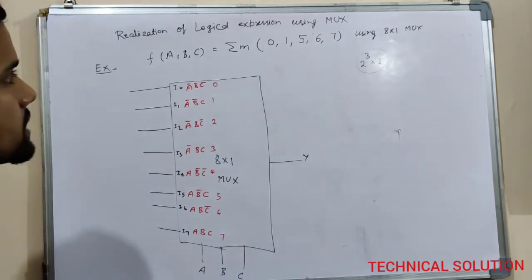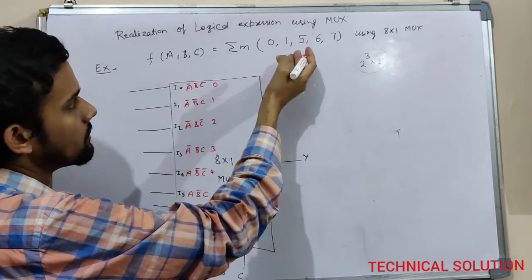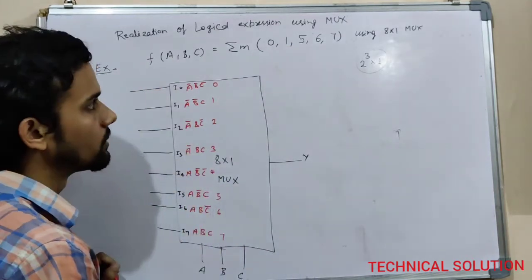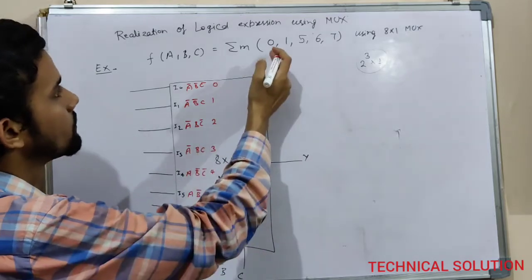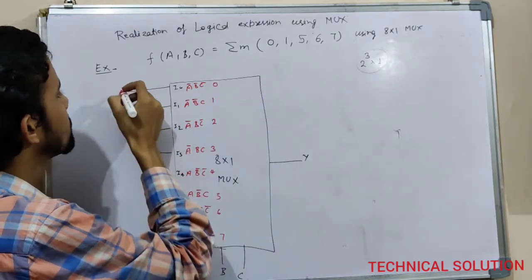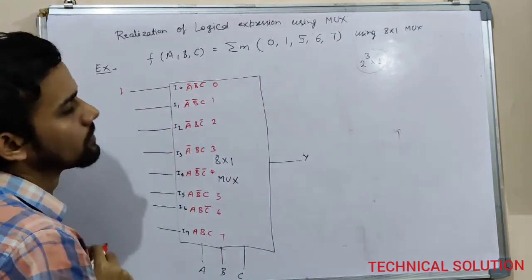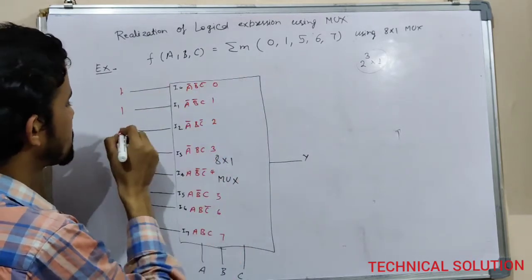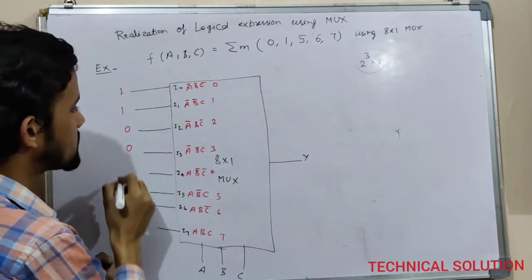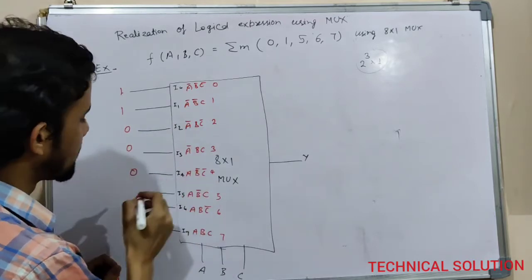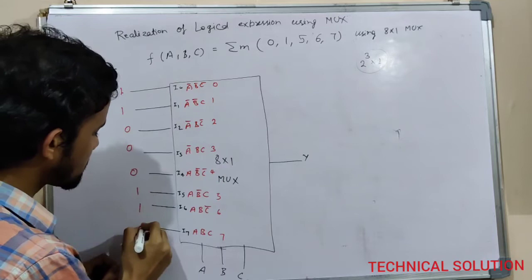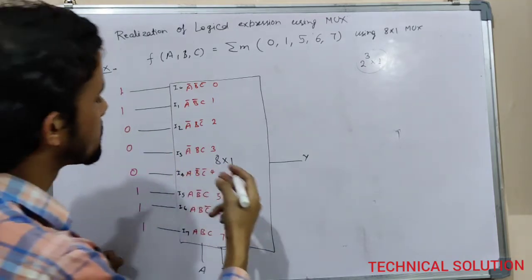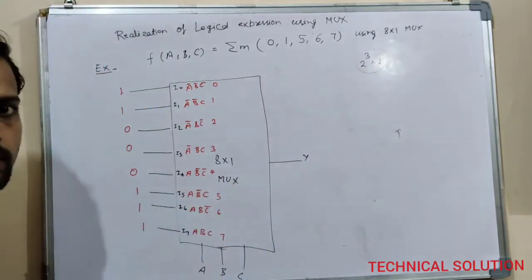So what I have to do is, wherever a minterm is present, we put 1 on that line, and the rest is 0. The minterm present here is 0, so this line corresponds to 1, and this 1 is also okay. 2 is not present here, this is 0. 3 is also not present, 4 is also not present, and 5 6 7 are present. So this is the realization of this logical expression using an 8x1 mux.